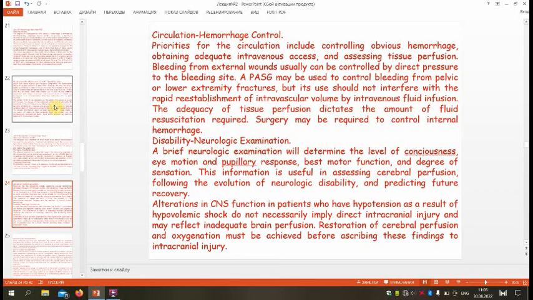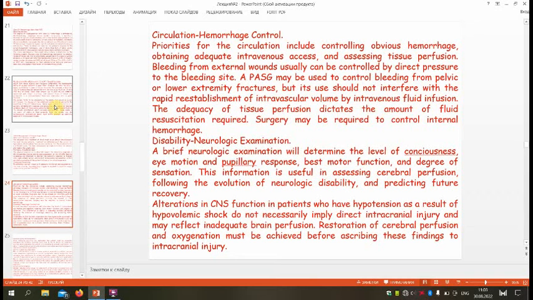A PASG may be used to control bleeding from pelvic or lower extremity fractures, but its use should not interfere with the rapid establishment of intravascular volume by intravenous fluid infusion. The adequacy of tissue perfusion dictates the amount of fluid resuscitation required. Surgery may be required to control internal hemorrhage.